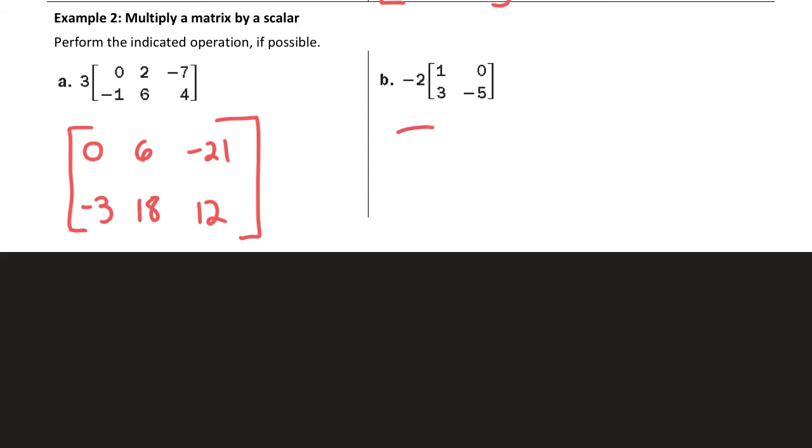So in this next example, part B, -2 times -1 is 2, -2 times 0 is 0, -2 times 3 is -6, -2 times -5 is +10. So it's multiplying each element by that scalar.